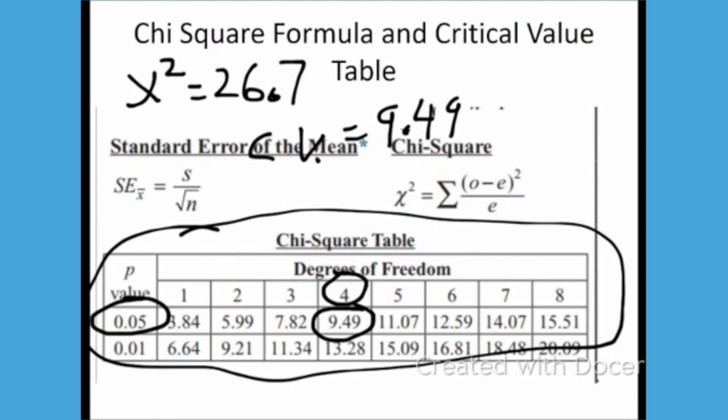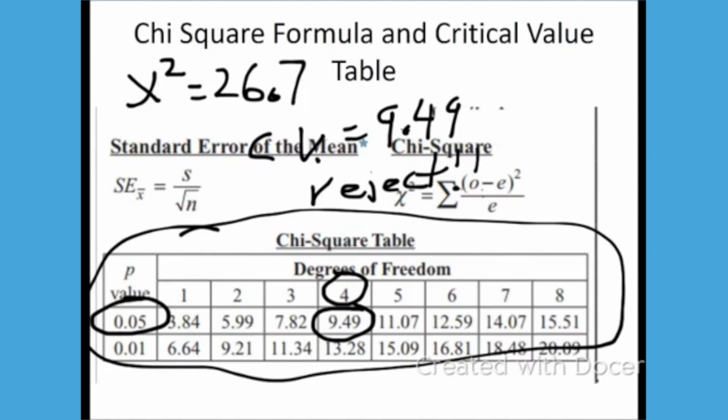All right, so we're comparing our critical value of 9.49 to our chi-square statistic of 26.7. And in this case, our chi-square statistic is higher than our critical value. If that is true, if the chi-square statistic is higher than the critical value, that means that you have to reject the null hypothesis. Again, you do that if your chi-square statistic is higher than your critical value.